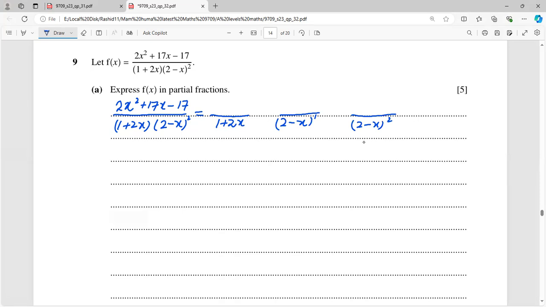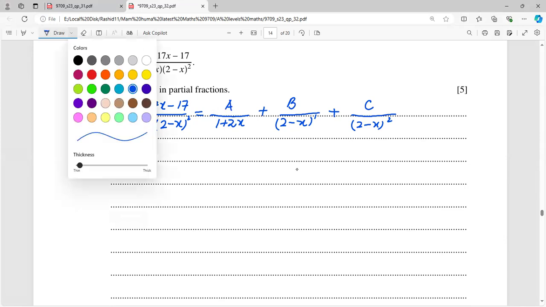Now you have to write the unknown constants. The first one we have the A, the second one we have the B, the third one we have the C, and between any two fractions, you must have the plus sign. Now what will you do? As I said, I will change the color. As I said, you have to remove the denominators. I am using this color now.